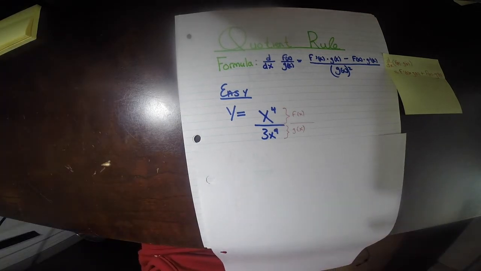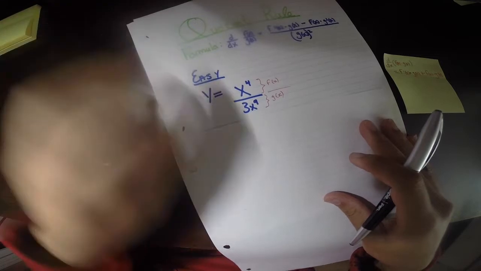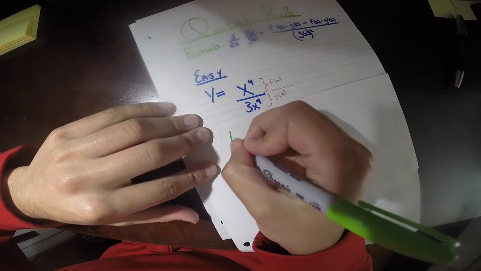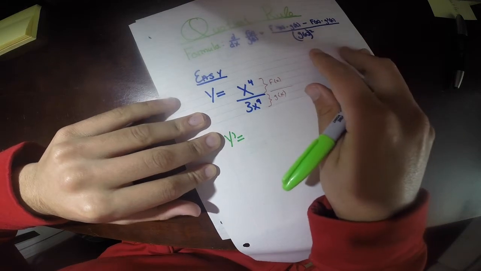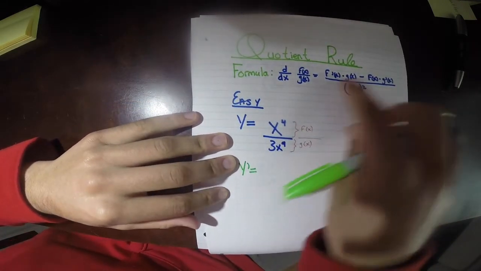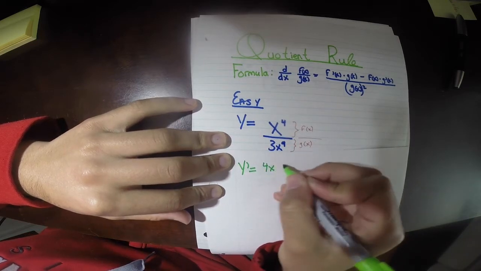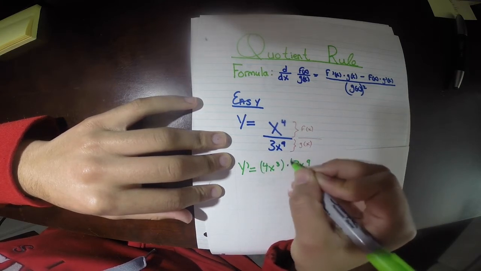Alright, so right here we have y equals x to the power of 4 divided by 3x to the power of 9. Let's bring that up a bit and solve this. We want y prime. So again, use your function. x to the 4 is first, so bring the 4 down. 4 minus 1 is 3. Times the normal function, 3x to the 9.